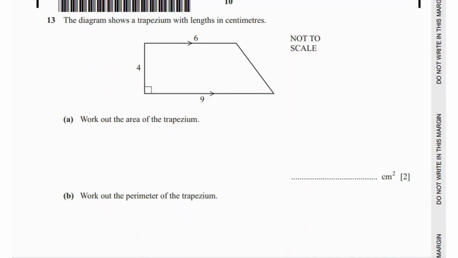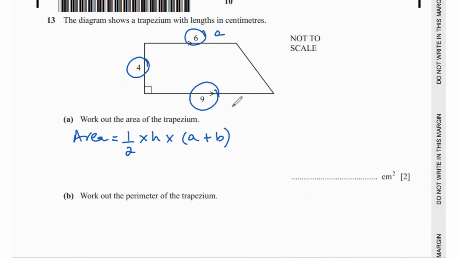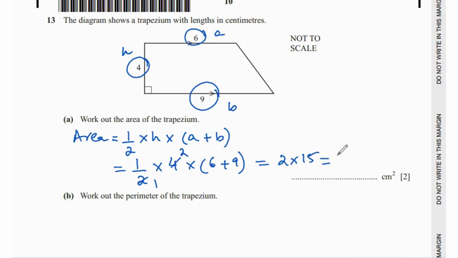Then we have a trapezium, and it says the diagram shows a trapezium with lengths in centimeters. Work out the area of the trapezium. For the area, we need the perpendicular height and the parallel sides. The formula is 1/2 times the height times the sum of parallel sides. A and B are your parallel sides and H is your perpendicular height. Never take the slant height, we need the perpendicular height. So 1/2 times 4 times (6 plus 9). 4 divided by 2 is 2. So 2 times 15, which is 30 centimeters squared.